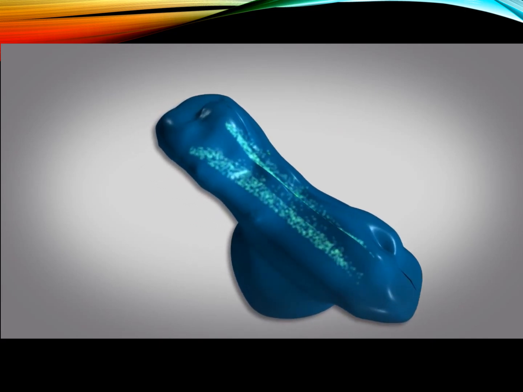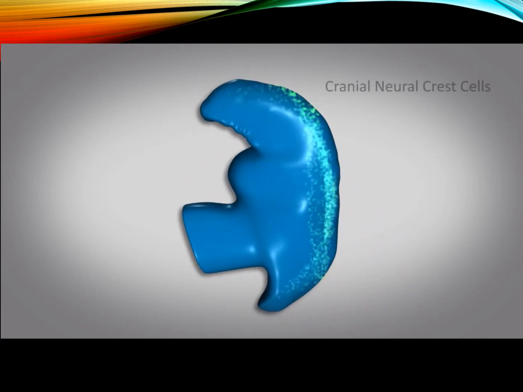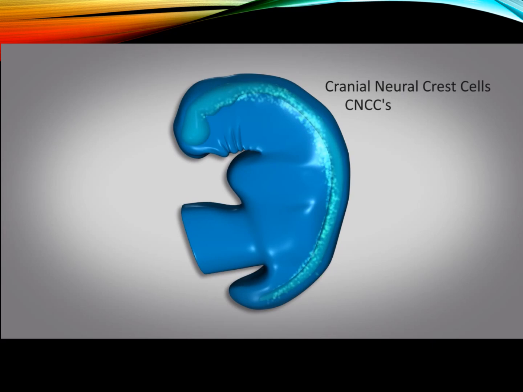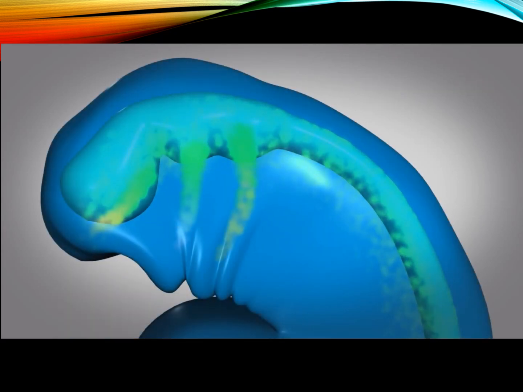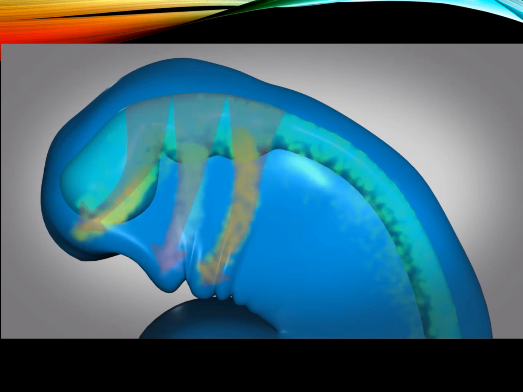Neural crest cells formed from the head or cranial region are called cranial neural crest cells, or CNCCs. These cells multiply and soon start migrating over long distances in distinct paths from the back of the embryo towards the front of the embryo.